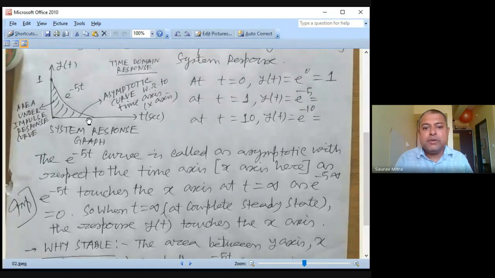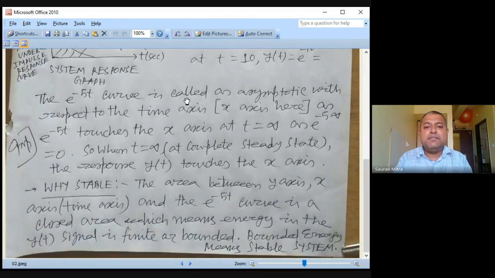I will show you how an unstable system looks. So first, let us understand whatever system we have defined, that is 1 by s plus 5, that is a T(s). The e raised to minus 5t curve is called asymptotic with respect to the time axis, that is the x-axis, as e raised to minus 5t touches the x-axis at t equal to infinity, because e raised to minus infinity is equal to 0. So when we reach t equal to infinity, that is called steady state. The response y(t) touches the x-axis, hence y(t) is called an asymptotic graph.